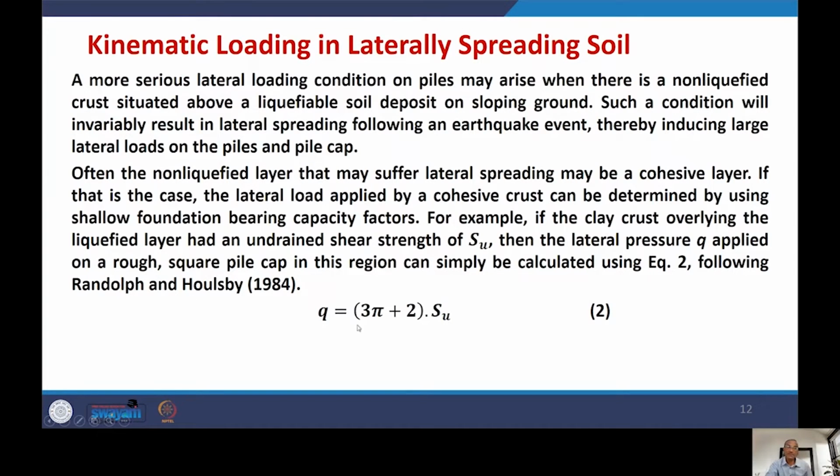That means Q is (3π + 2) times Su. So Su is the undrained shear strength of the soil. This way one can determine the lateral pressure applied on the pile during lateral spreading. You could see that when lateral spreading occurs, the lateral pressure applied on the pile is quite large compared to the undrained shear strength of the soil. So this was the case when we discussed inertial loading and kinematic loading.